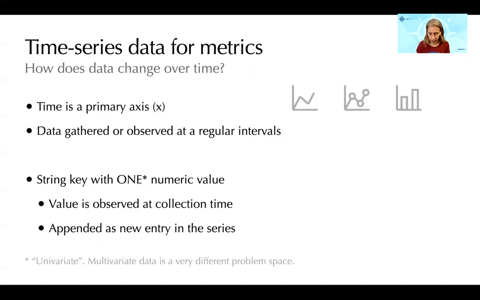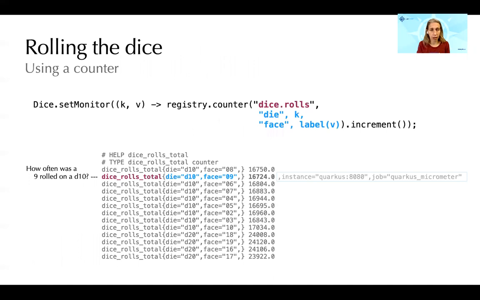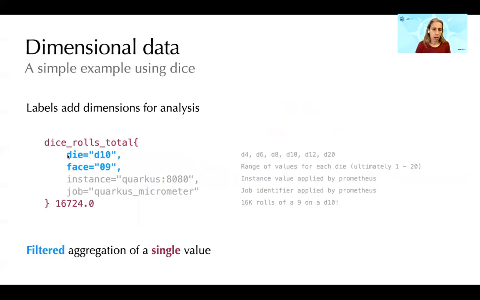So we've got our time series data. If I look at rolling the dice, we'll splice out one of the pieces that I showed earlier, where we're looking at just how we're rolling dice. Every time the dice is rolled, I'm recording which die it was. Darn it, I want to highlight things and then it makes the page go, but it's fine. So it's which die, this is a D10, which face, in this case it's a 9.